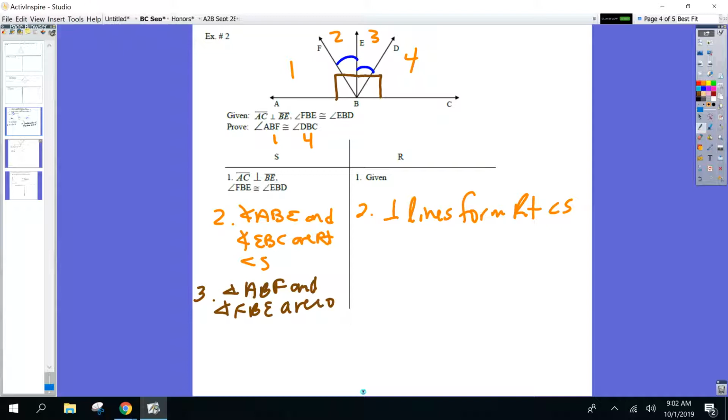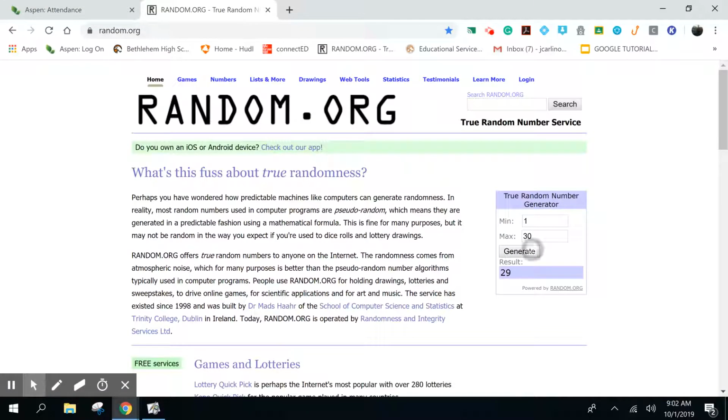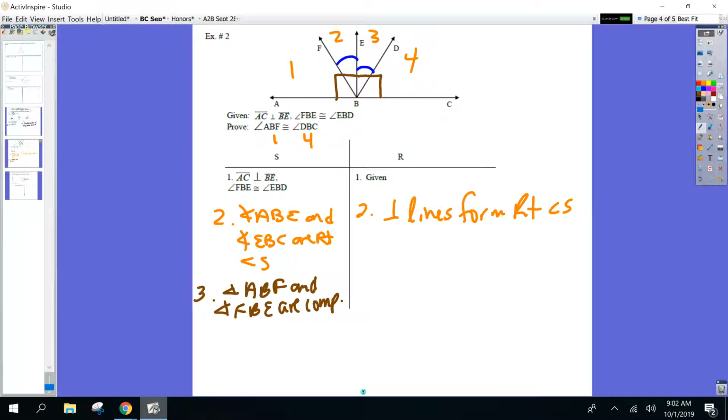And then in the same statement, what's the other pair of complementary angles? Oh boy, 28. Good talk. Yep.